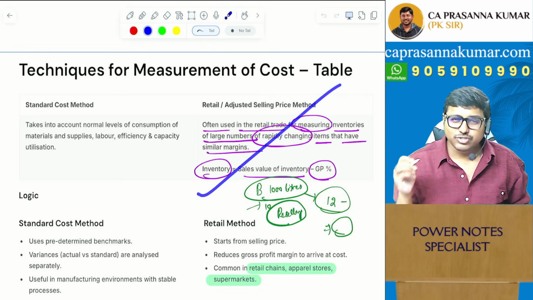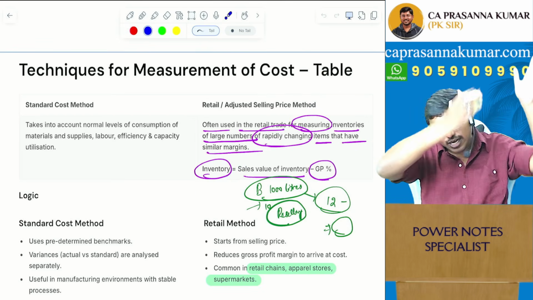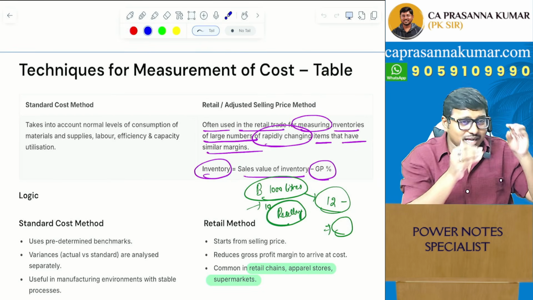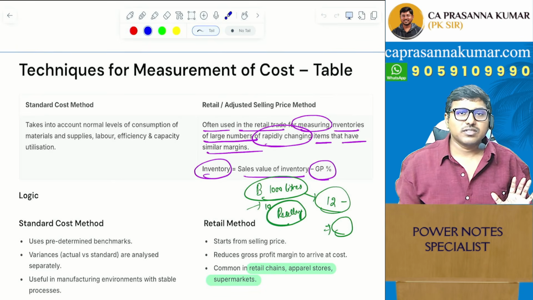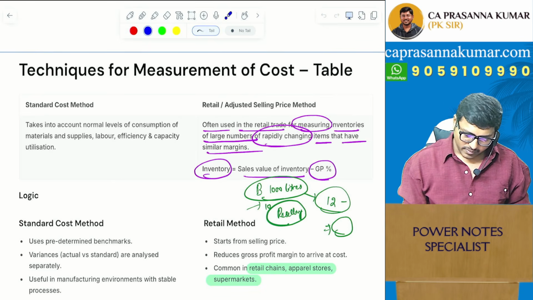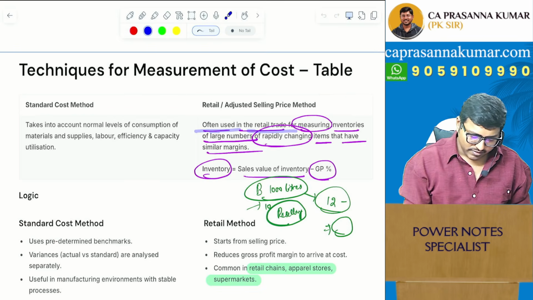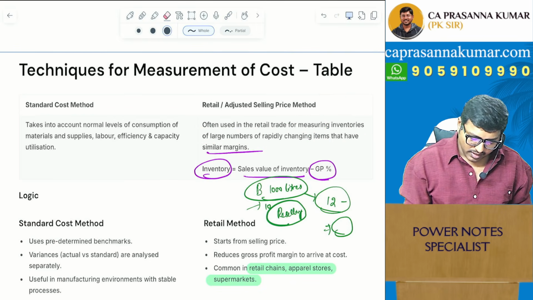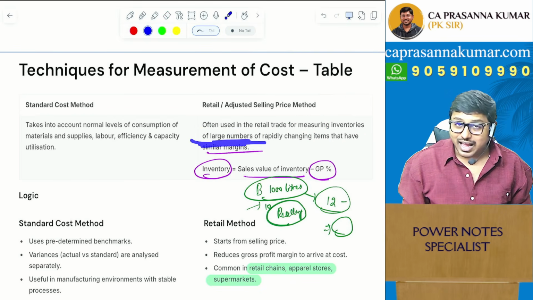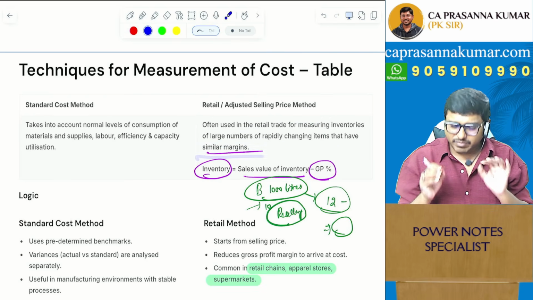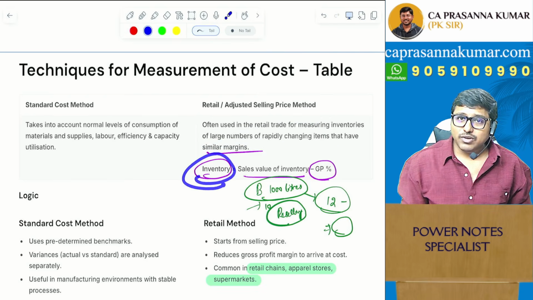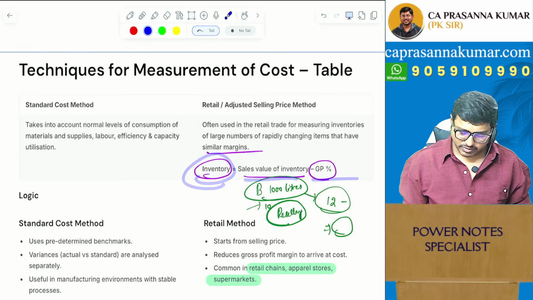That's how they value their stock because they'll be getting too much of stock and too much of movement will be there. Every time they can't follow each and every stock. It will be very tiresome work for them. It's practically impossible. So often used in retail trade for measuring what? Inventory of large numbers, focus on this, of rapidly changing items that have very similar margins. Therefore, how will you calculate the value of the inventory? Sales minus gross profit percentage.